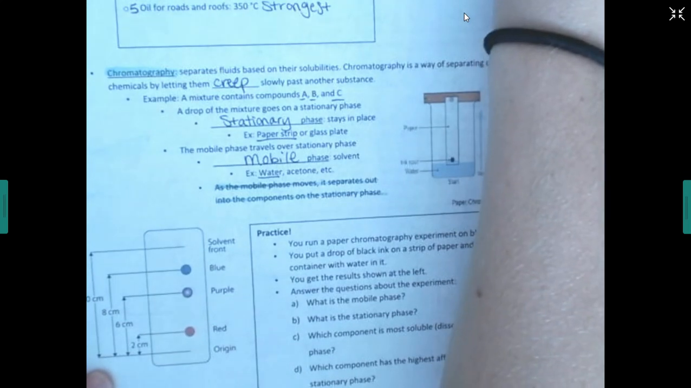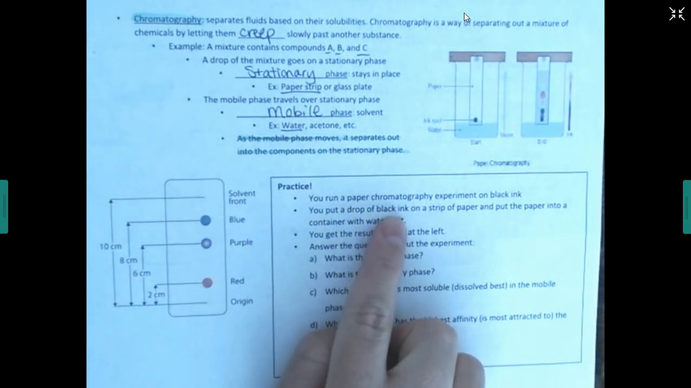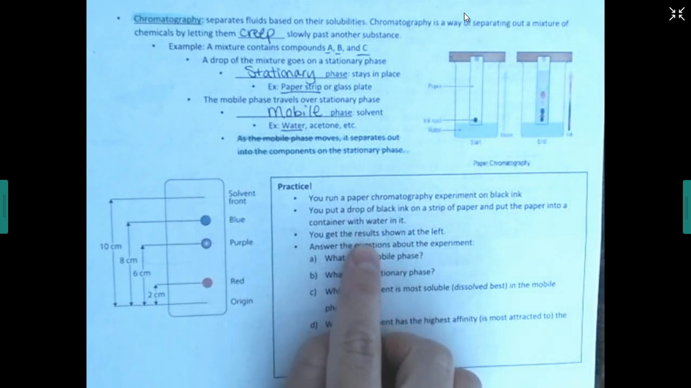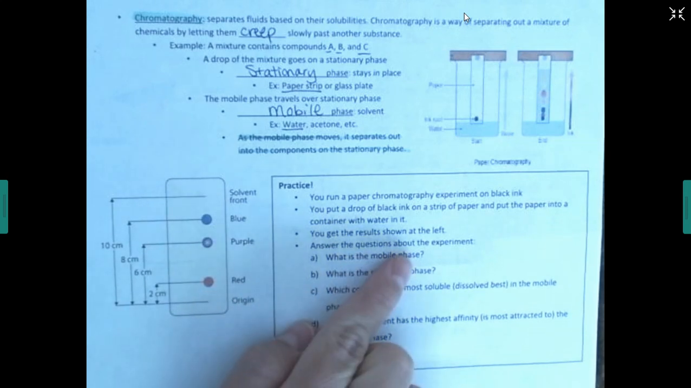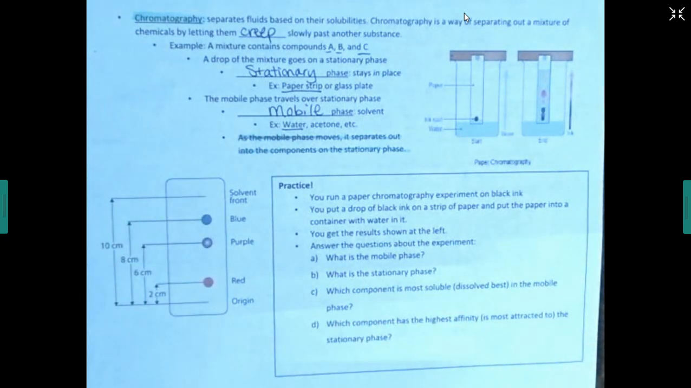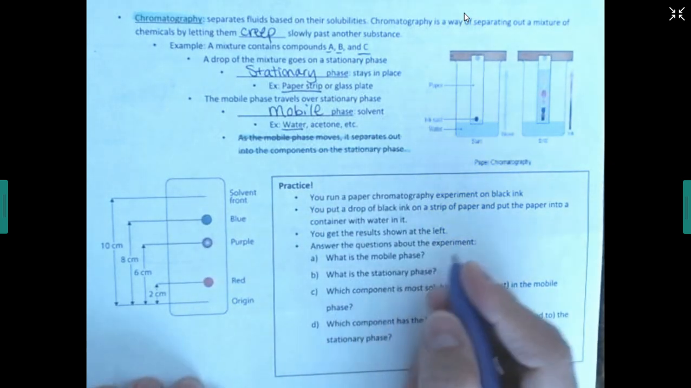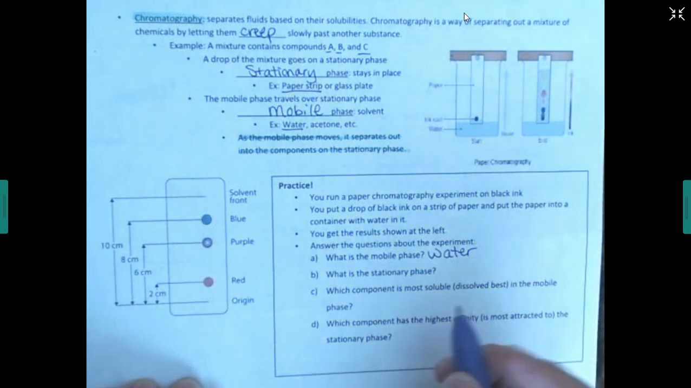Let's do the practice problem while we're waiting. It says practice. You run a paper chromatography experiment on black ink. You put the drop of black ink on a strip of paper, put the paper into a container with water in it. You get the results shown at the left. Answer the question about the experiment. What's the mobile phase? This is the same as what we just did. The mobile phase is the thing that moves up. It's whatever your solvent is. In this case, it would be water. Water is our mobile phase. That's what's moving up the paper.